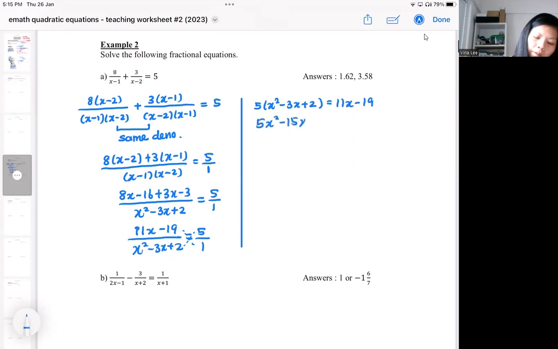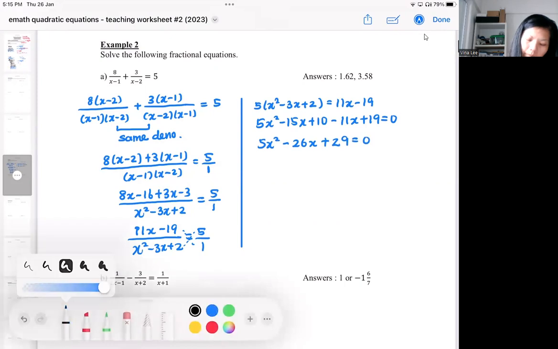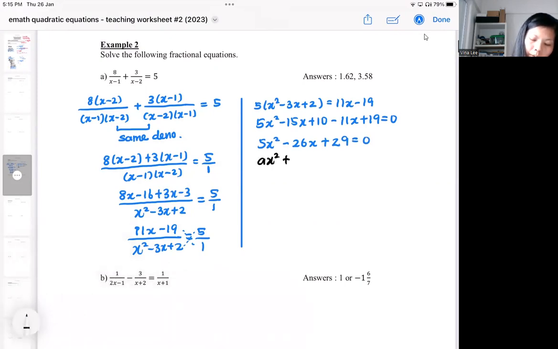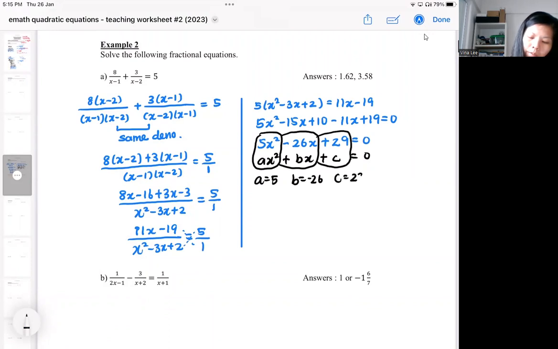So as you see, there's a lot of algebra involved. And is it easy to make careless mistakes? Yes. Okay, make sure you simplify until you get a quadratic where you can get your A, B, C. And then you try to apply it into the quadratic formula.